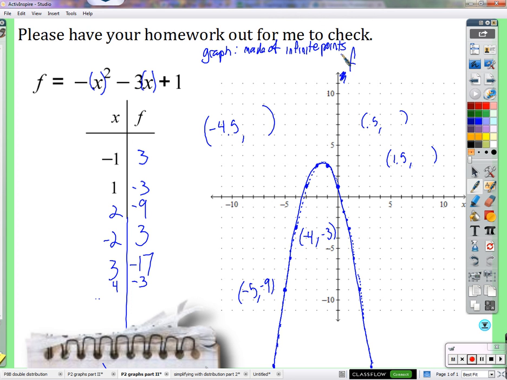A graph is made of infinite points. We could say a lot of things about a graph, but that's a really important one. It's made of an infinite number of points. So if I draw a graph, like a triangle, that's the graph that I drew. What I'm saying is, all of these points exist, and each point says something about the function. It gives an input and an output.